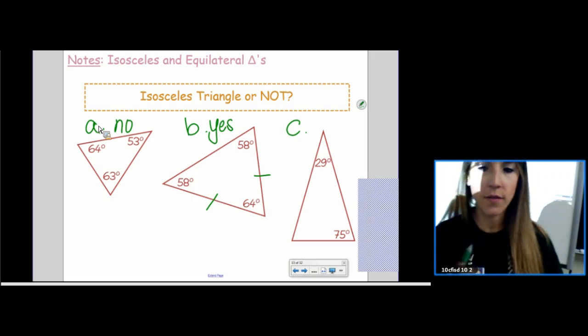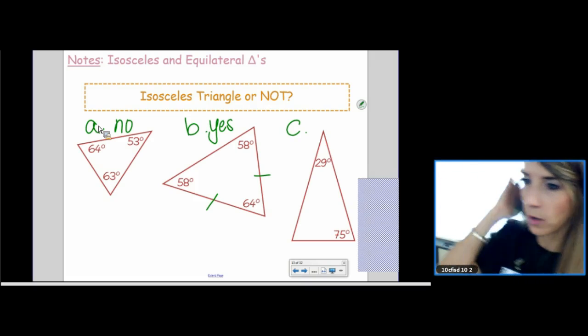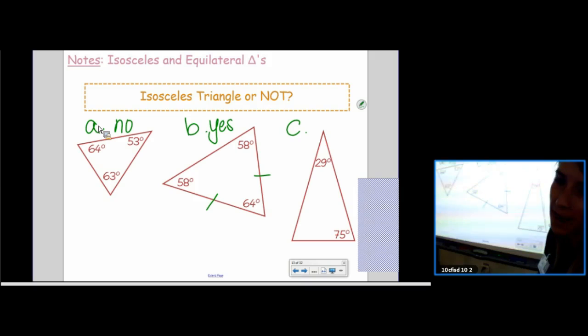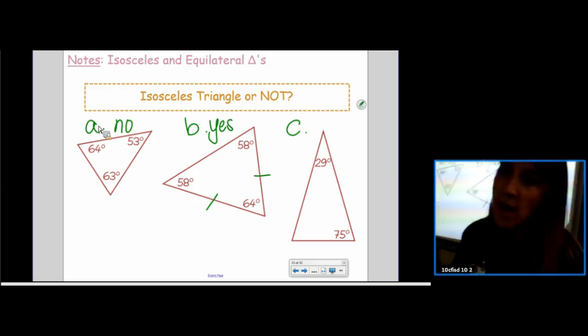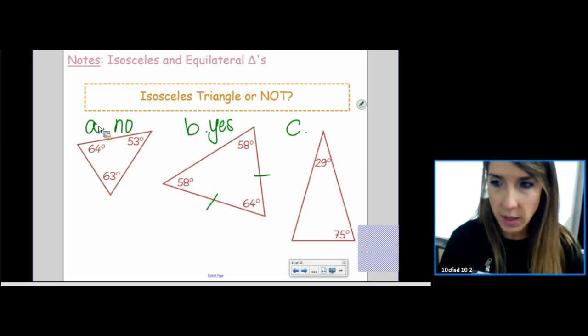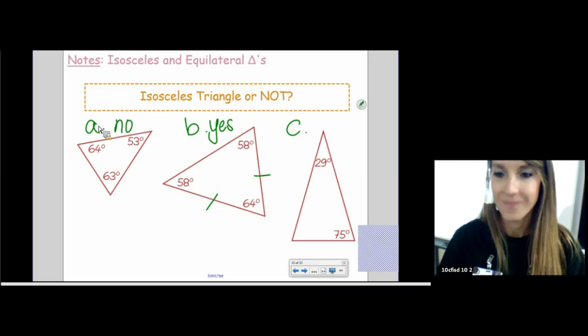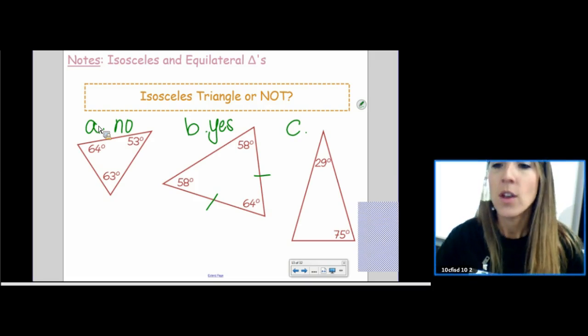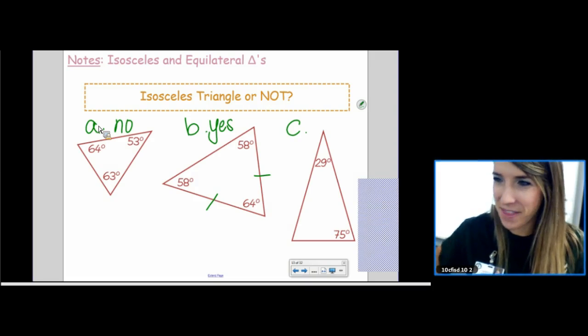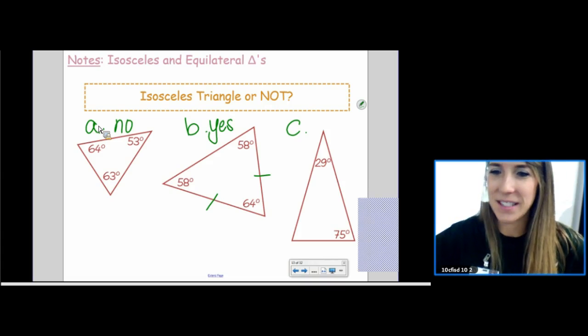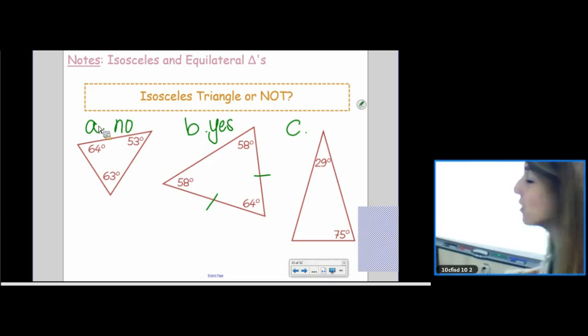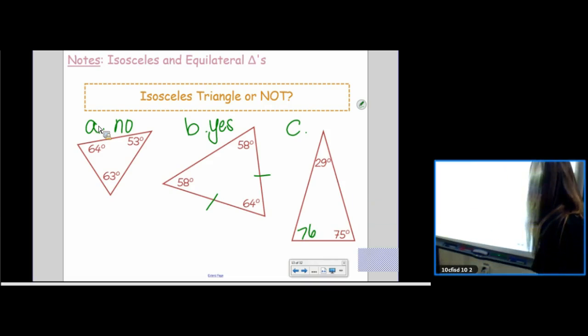It's important that you can find those congruent sides. Really important. All right, what about C? Ready, set, go. No. And what step did you have to complete to be able to answer that question? What did you have to do? Good, the triangle sum theorem. I love it when you say theorems. You had to add those up and subtract from 180, and you got 76 degrees.